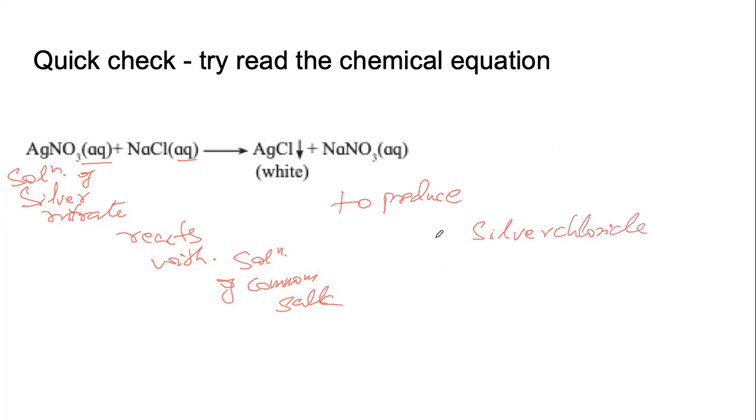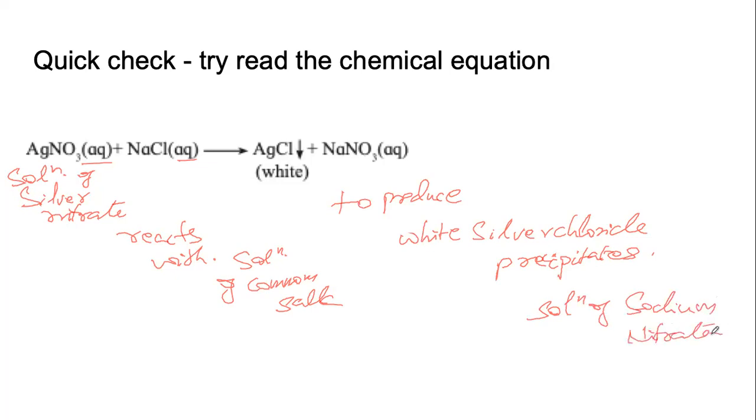Right? And what is this? This is white silver chloride, which precipitates. And a solution of sodium nitrate is formed. This is the meaning: a solution of silver nitrate reacts with a solution of common salt to produce a white precipitate of silver chloride and a solution of sodium nitrate.